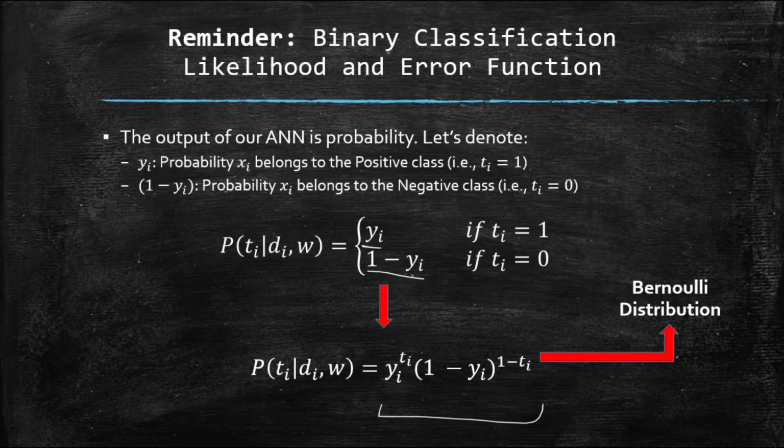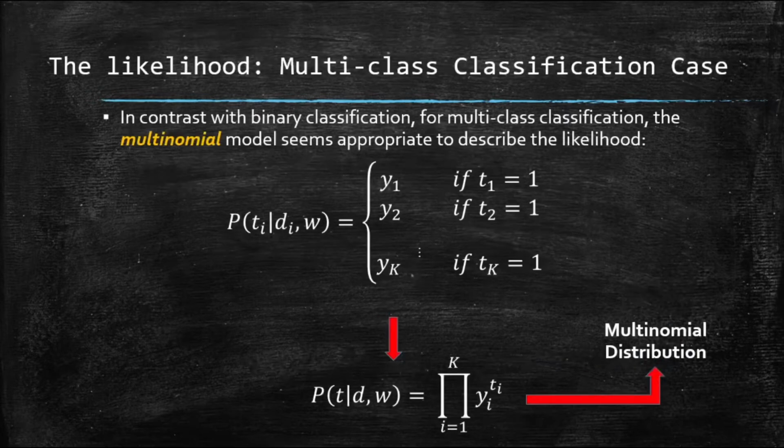We have the same story for the multi-class classification problem. Imagine, again, the likelihood of d sub i and w belonging to class i, which we represent by the ground truth t sub i. Whatever this likelihood distribution is, we'd like that if the ground truth t sub 1 is 1, meaning that d sub i belongs to class 1, then the distribution has the value of y sub 1.